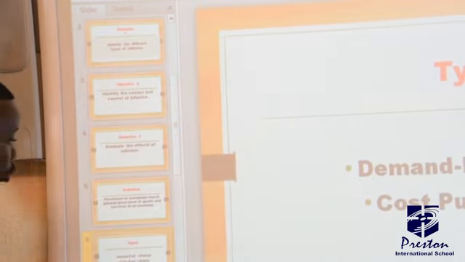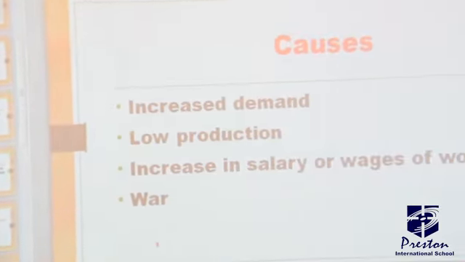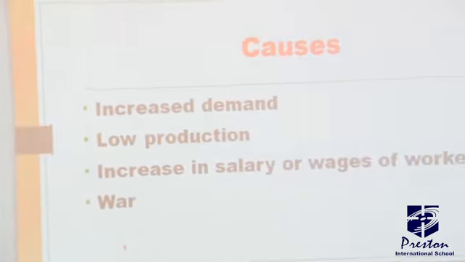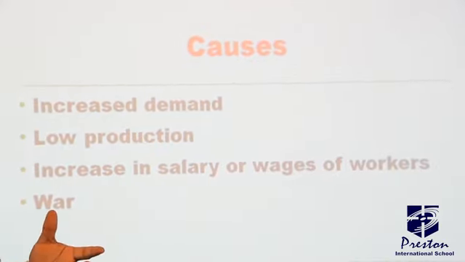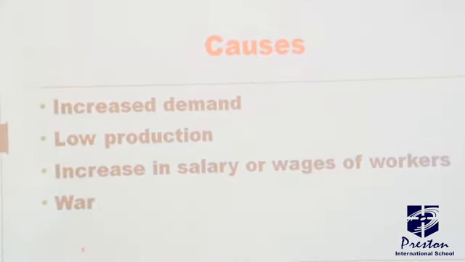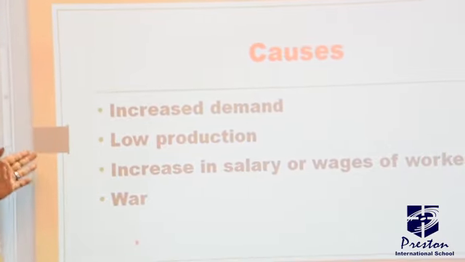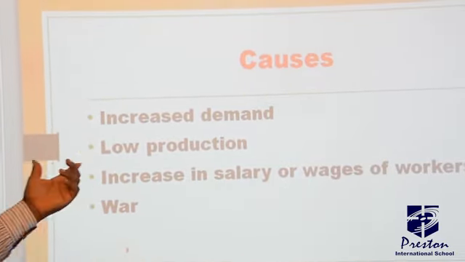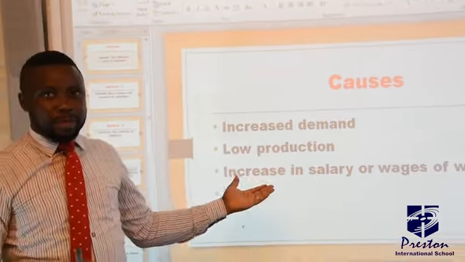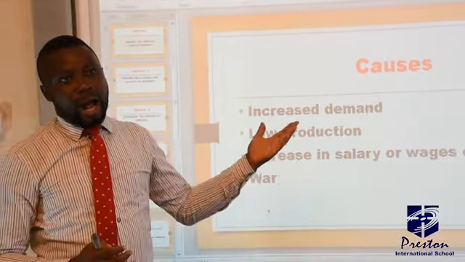Now, having established the various types of inflation, let us quickly talk about, in the next slide, the causes of inflation. The various causes of inflation. Please take note that there are lots of causes of inflation. But in this class, we just want to talk briefly about four of them. Number one, we talk about increase in demand. Like I said in the previous slide, when aggregate demand outweighs aggregate supply, it will result in inflation.